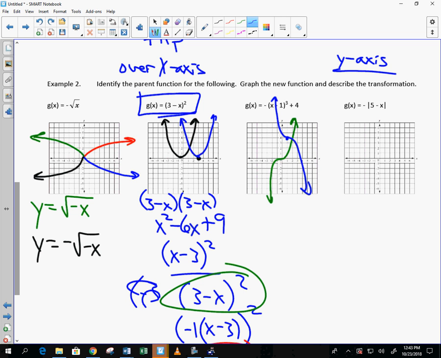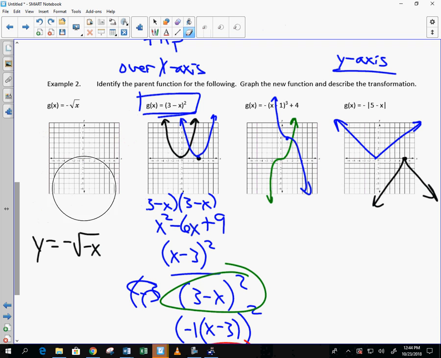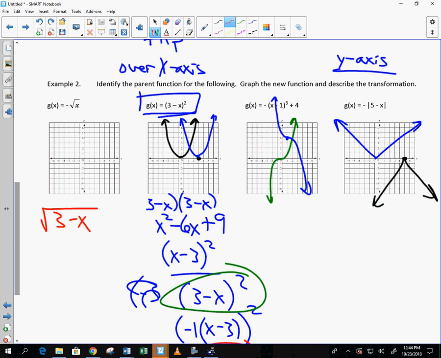What would you plug in to make 0 here? 5. So it moves to the right 5. What's the negative on the outside going to do? Vertical flip. Goes down. The only time you really need to focus on the negative on the inside is this. That's where it's crucial. Okay?